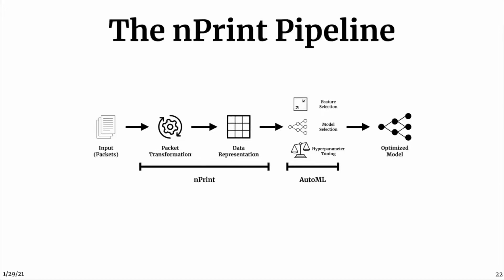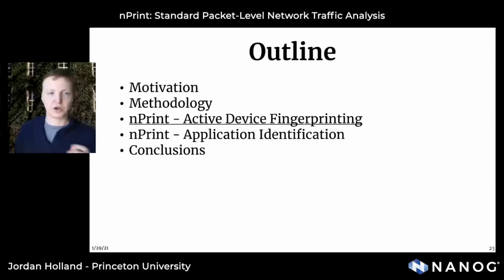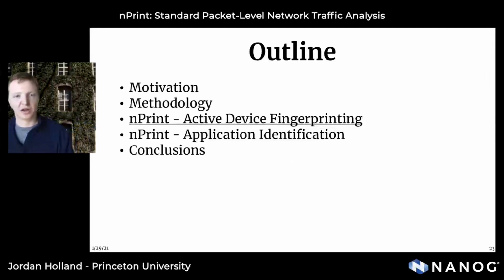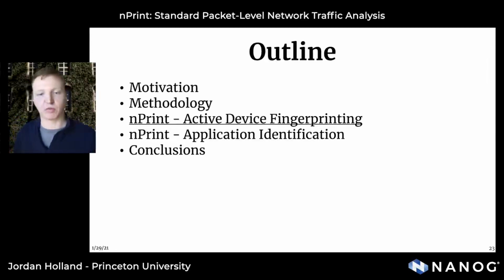And so this is what our ultimate pipeline looks like. Typically you would do this all individually for every single problem. But now, right, we take input as packets, we run nPrint on those packets, and then we run AutoML. And as opposed to all this time spent figuring out which features are important and which models are important, this entire process becomes automated. So we're going to go through 2 quick examples of applying nPrint and how it can actually outperform state-of-the-art tools in its areas.